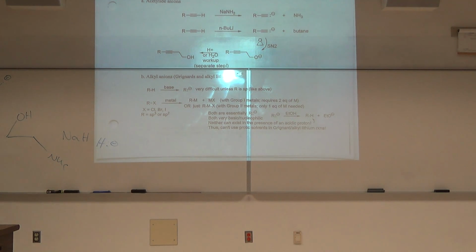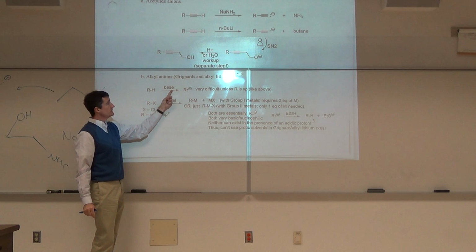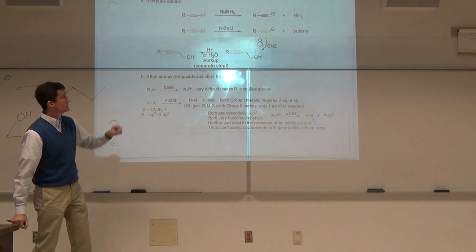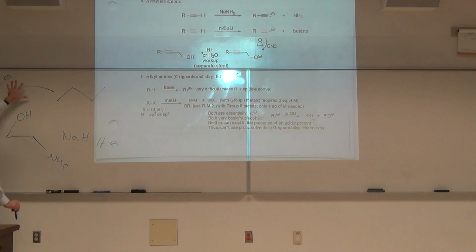How do you make these? You might say, hey, let's take butane. What do you want to do with butane to make this? Remove an H. You want butane to act as an acid. How acidic is butane? It's like, yeah, greater than 40. It's the least acidic compound around. Taking an H from just an R group, alkyl with a base to make the anion is very difficult unless the R is sp, like we did above, sp. This is very difficult, usually not done.